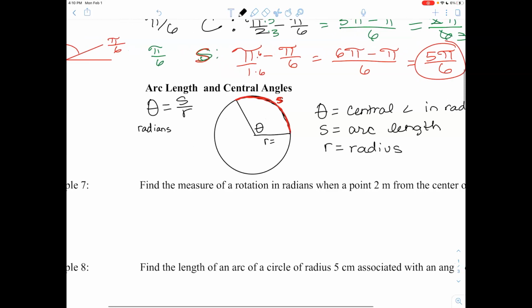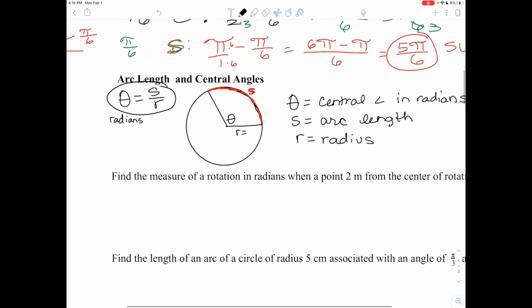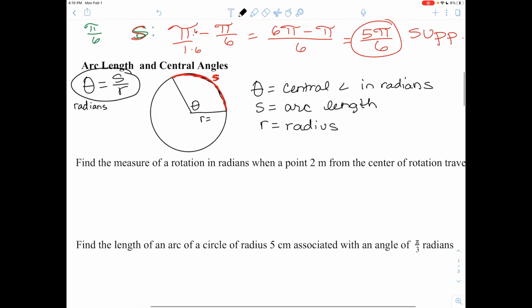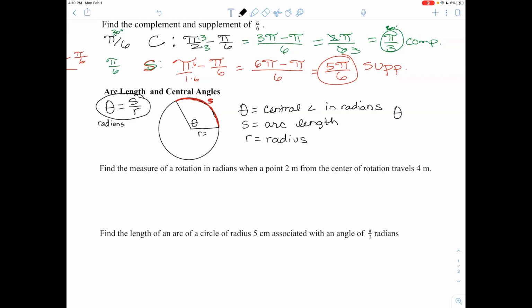P.S. I can rearrange this equation and derive other equations if I want to. So be aware that I could do that. I can take theta equals S over R and solve it for S and get a different form. So if I wanted to find an arc length, I would multiply times R. And so S is equal to radius times theta. So that's just an alternative form of theta equals S over R.